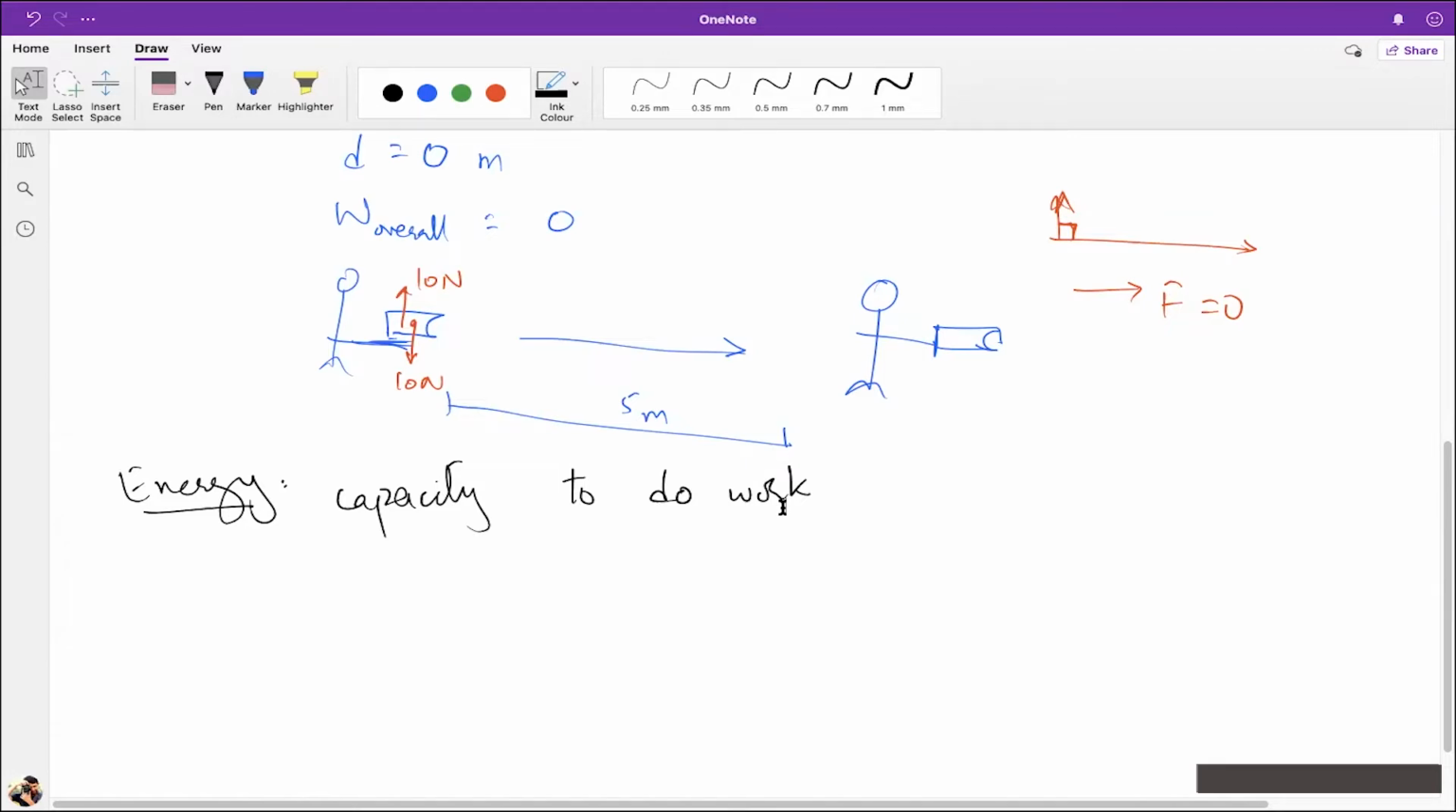So for example, if there is the same book, and somebody took it from over here and moved it, I don't know, put it on a bookshelf that was 2 meters high. So now the book is on this bookshelf. Somebody has picked it up and placed it over there. So they have done some work on it because they applied a force that was upward, and they moved it a distance that was also upward. So now they have put it there.